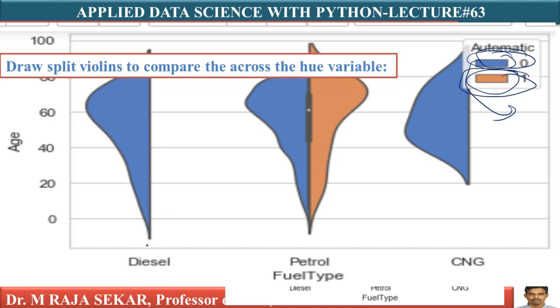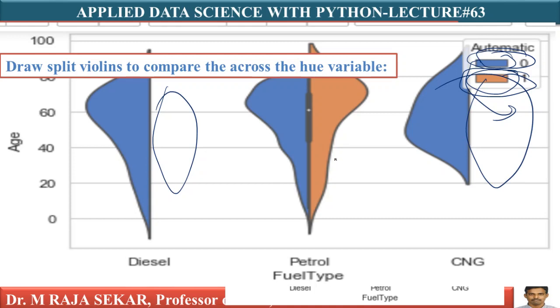Just see, in the case of diesel, you don't have any automatic gearbox cars. Therefore, that half is not showing. Even in the case of CNG, there is no car with an automatic gearbox. Therefore, the second half of the violin plot is not displayed.